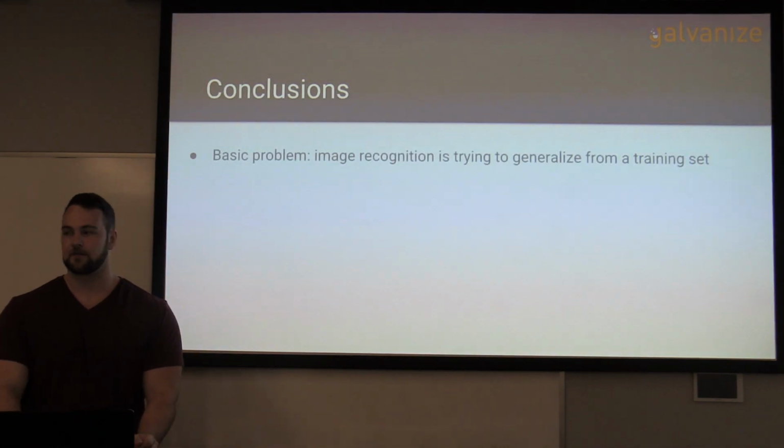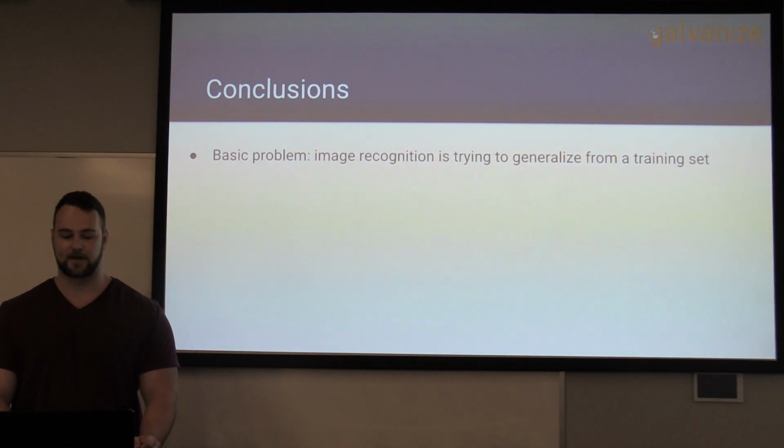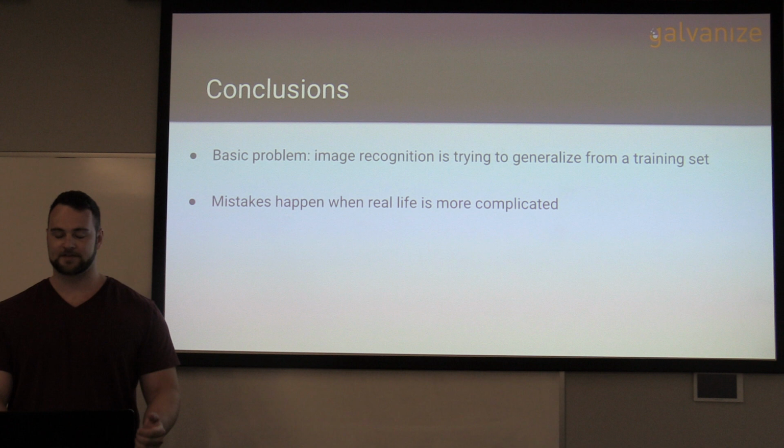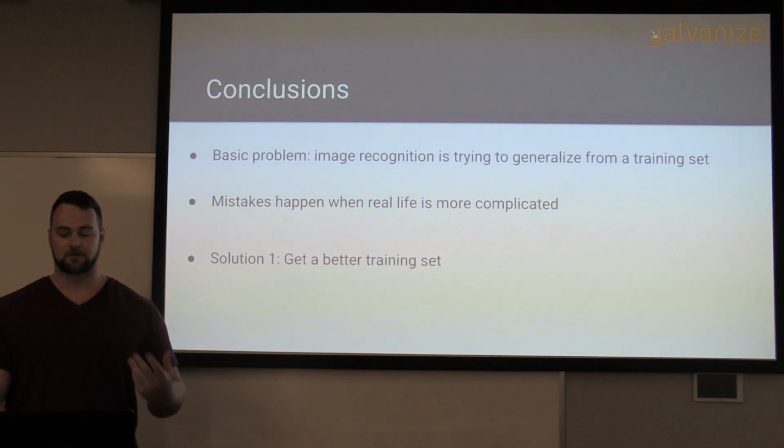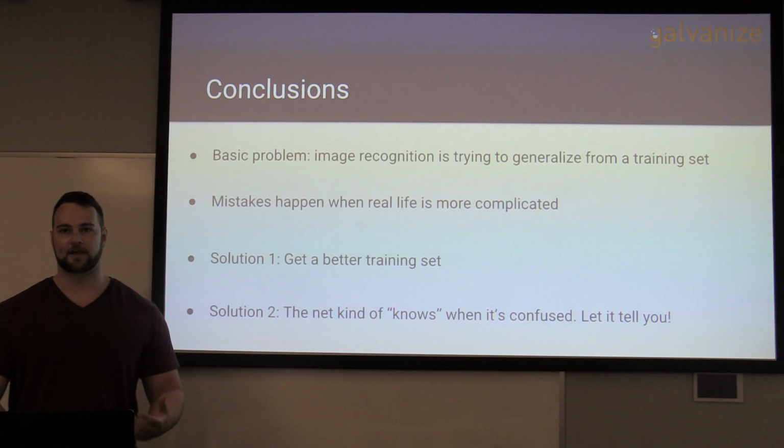So in conclusion, the basic problem that we're studying is that image recognition is trying to generalize from a training set. Mistakes happen when real life is more complicated than the set that you trained on. So solution 1 is to just get a better training set, and solution 2 is to recognize that the net kind of knows when it's confused and to let it tell you.